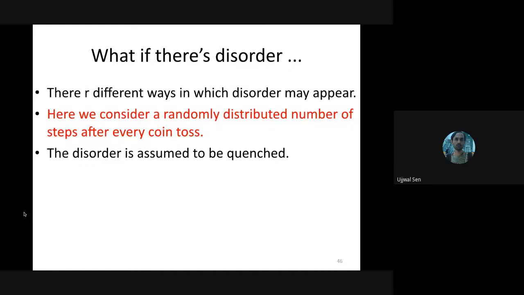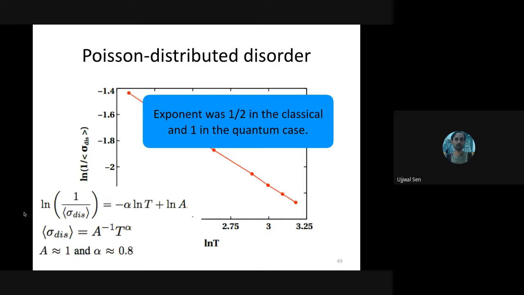What we try to see is, in the quantum case, what happens if we insert disorder in the system. We show that if you insert disorder in the system, then you come in between classical and quantum. So in the classical case, the exponent of the variance was half, and the exponent became 1 in the quantum case. So in this sense, the drunk person has a better chance of reaching home in the quantum case.